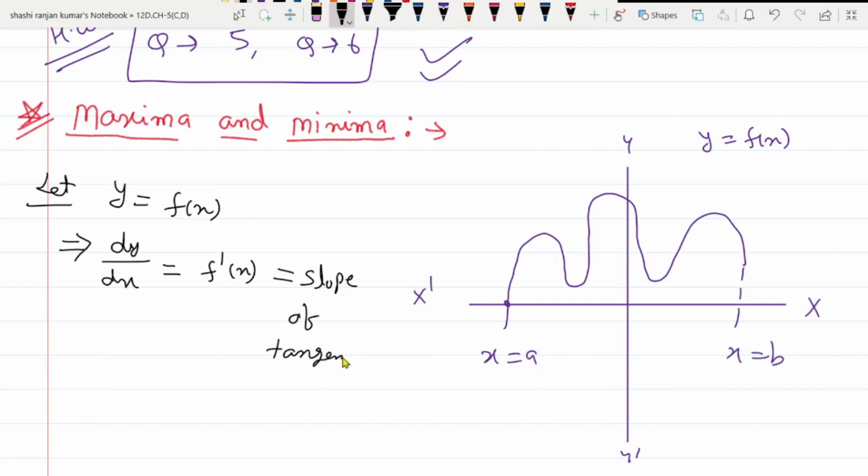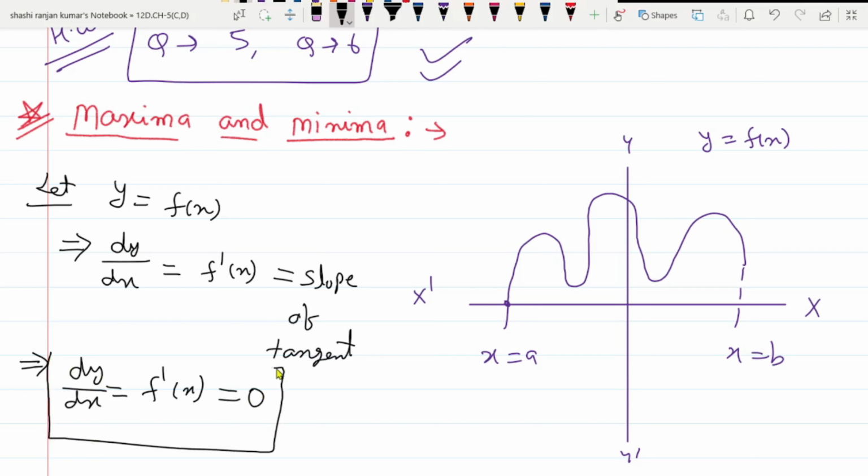Dy by dx is simply what? Slope of tangent. Now see, if I take dy by dx, or let us suppose f dash x, equal to 0. Now we are solving for the value of x for which dy by dx or f dash x is equal to 0. It means we are solving for the point where slope is 0. We are finding the value of x where the slope of tangent is 0.